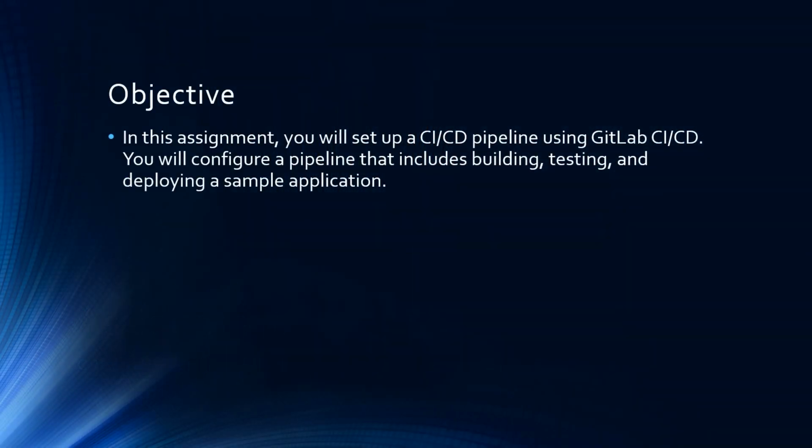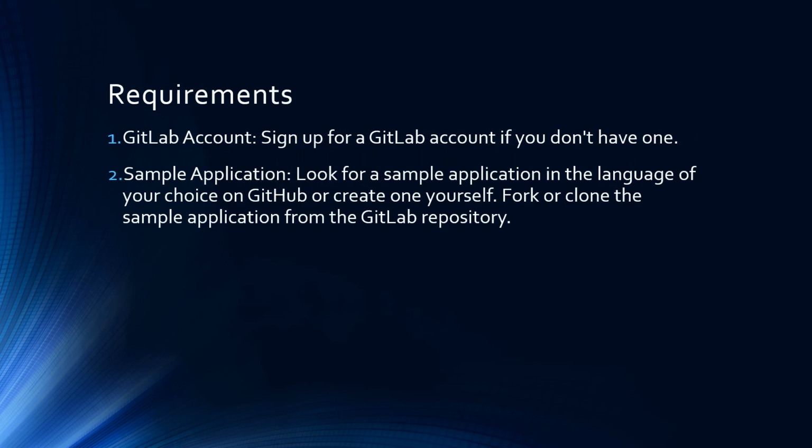The assignment will focus on creating a CI/CD pipeline using GitLab CI/CD. You'll be applying the YAML concepts we've just covered to create real pipeline configurations. Looking at the requirements in our slides, you'll need a GitLab account and a sample application. The goal is to create a functional pipeline that handles building, testing, and deploying your application automatically.